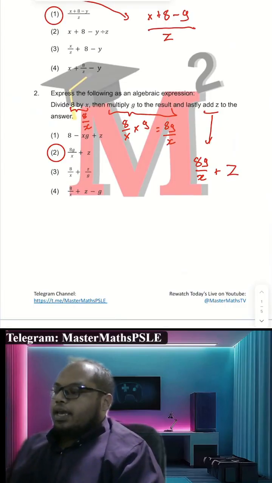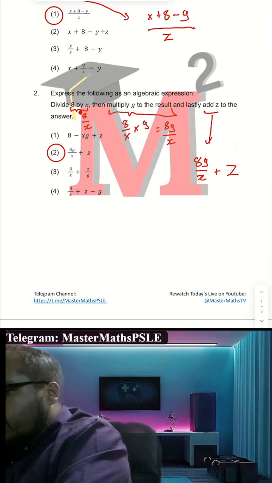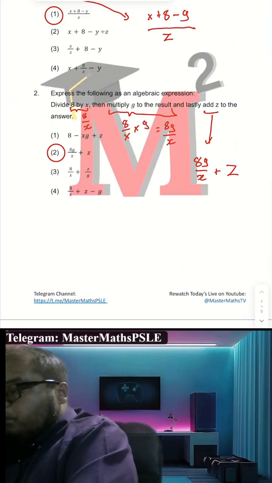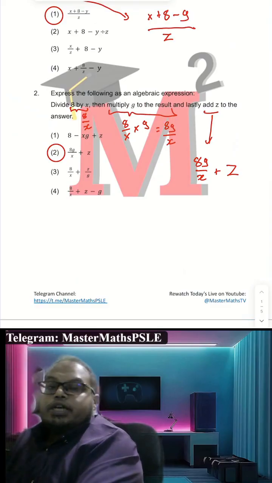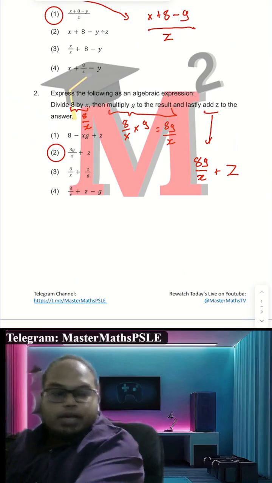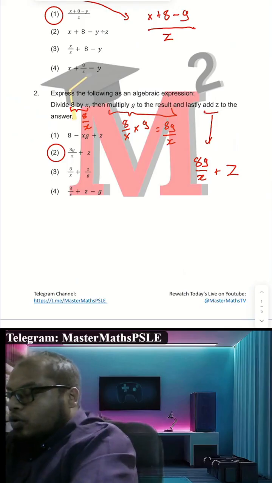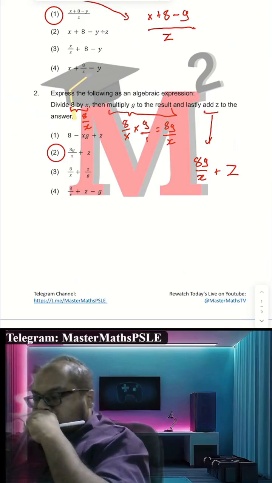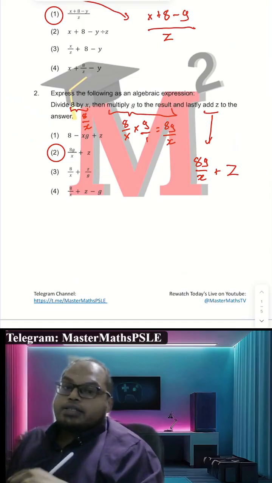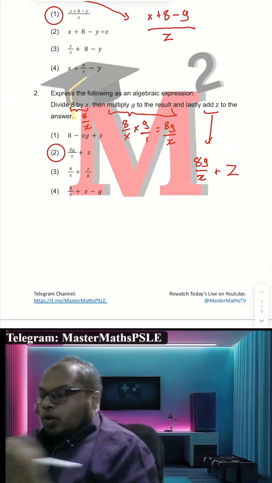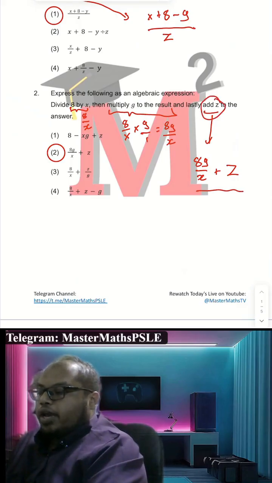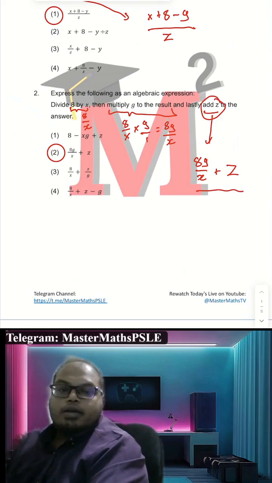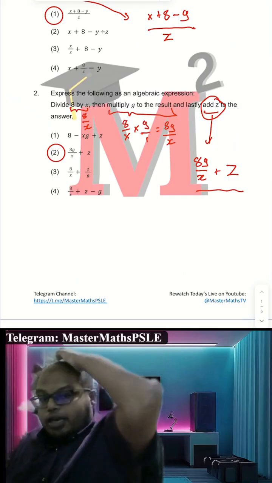Second last question. Firstly, divide 8 by x. So it's 8 over x. Then multiply g to the result. So when I do 8 over x times g, this is like g over 1. So you get 8g over x. And lastly, you plus z. So 8g over x plus z.